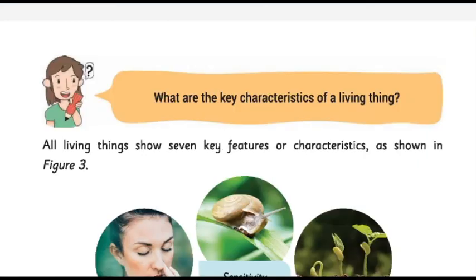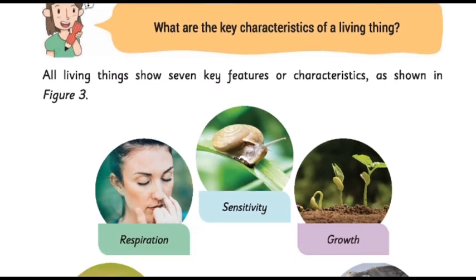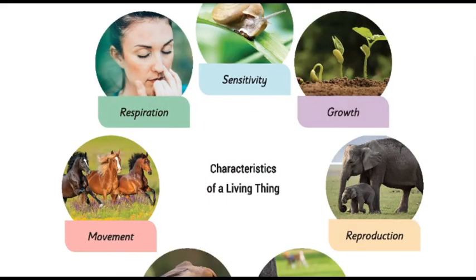What are the key characters of a living thing? What are the characteristics of a living thing? What will a living thing do? All living things show seven key features or characters, as shown in the figure. Every living thing has seven important characters that a non-living thing will not have. Living things have different characters and non-living things have different characters.